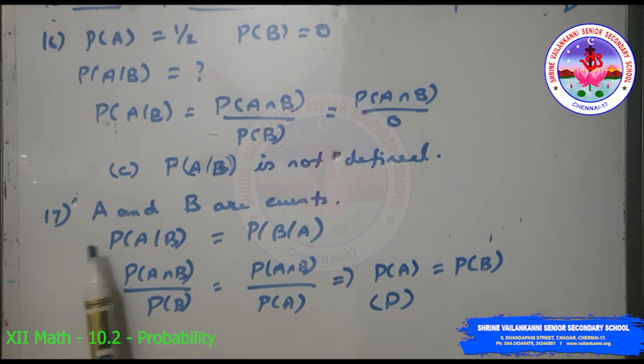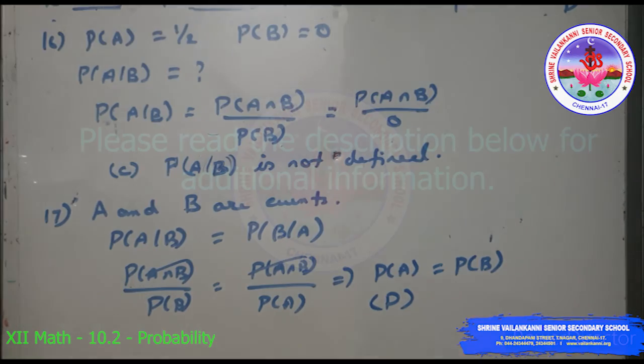Then in 17th one, if A and B are events such that P of A by B equal to P of B by A, then using the formula, P of A intersection B by P of B is equal to P of A intersection B by P of A. So cancelling this, we get P of A equal to P of B, which is option D.